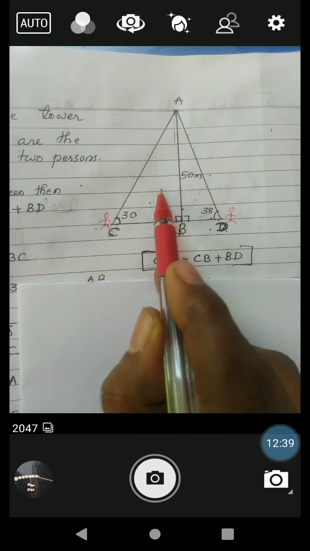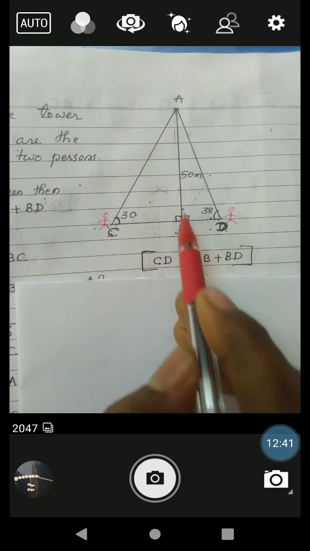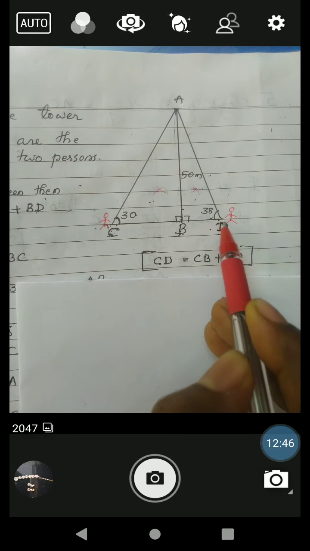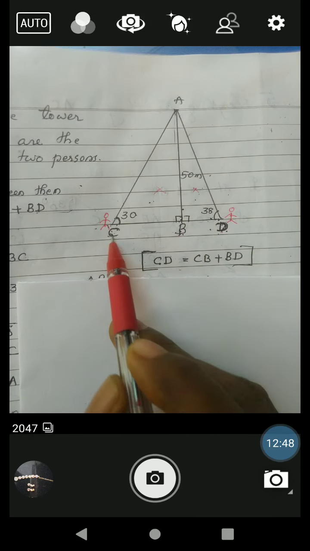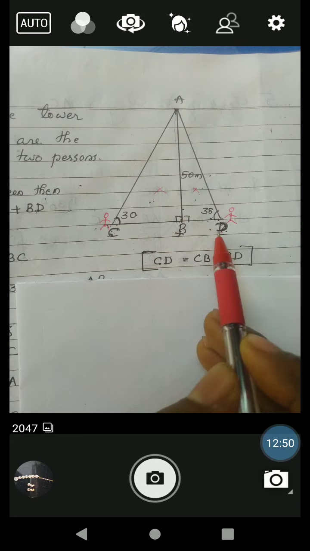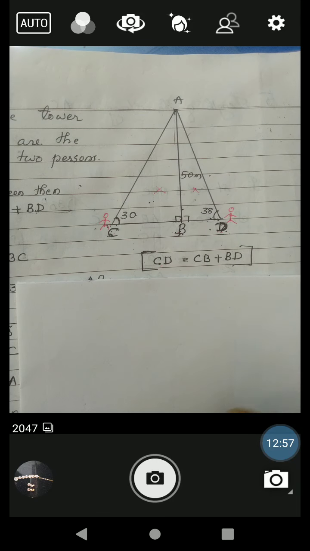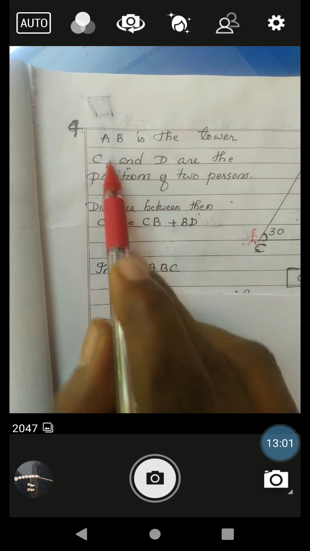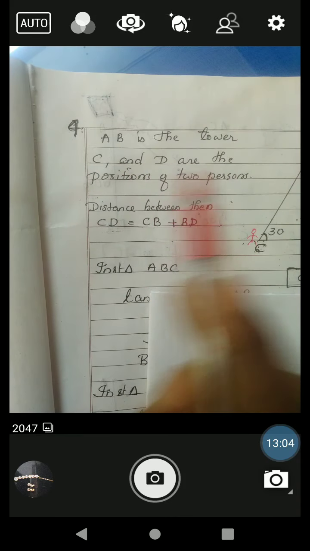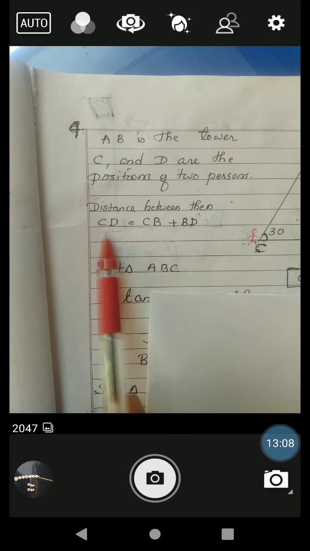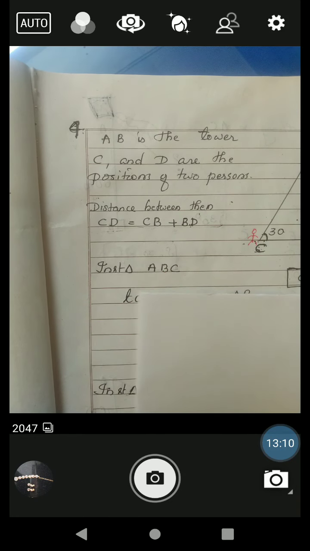Actually, you can see two right triangles here. From the first right triangle you can find CB, and from the second right triangle you can find BD, and just add CB and BD, we will get the result. That means the distance between them, CD, is equal to CB plus BD. So see the steps. AB is the tower, C and D are the positions of two persons. The distance between them is CD, which is CB plus BD.